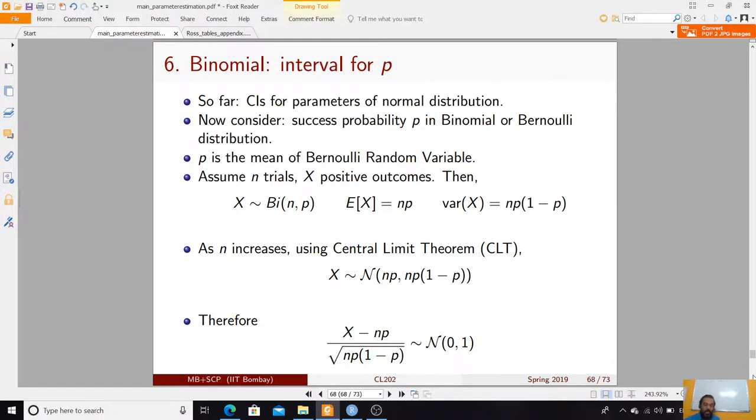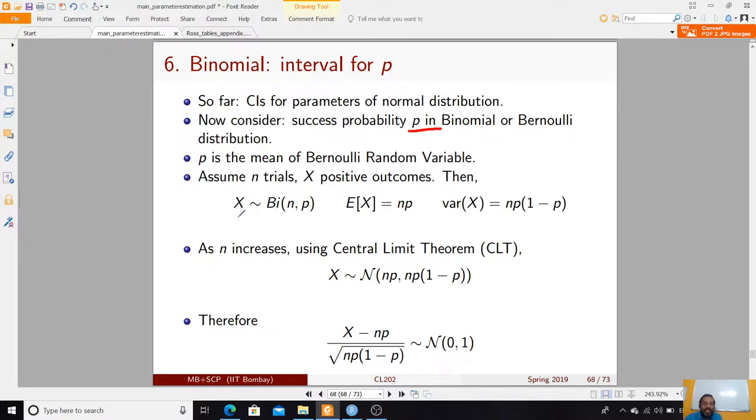The first thing we should realize is that so far, all the five cases that we discussed before had to do with a normal distribution. Now we're moving away from a normal distribution, but you will see that we'll come back to a normal distribution. So we will consider, as we discussed, that the probability of success is p in a binomial distribution.